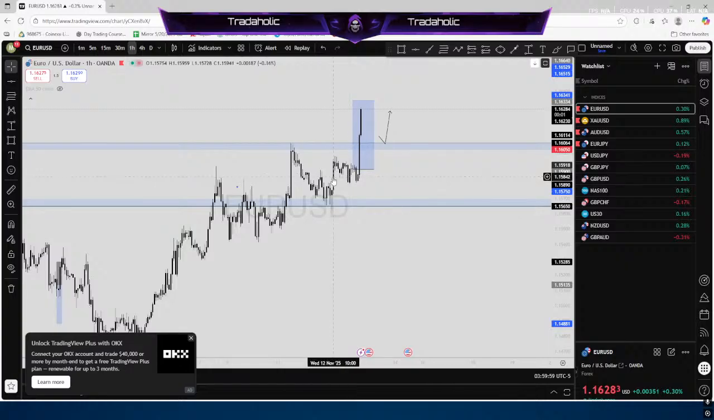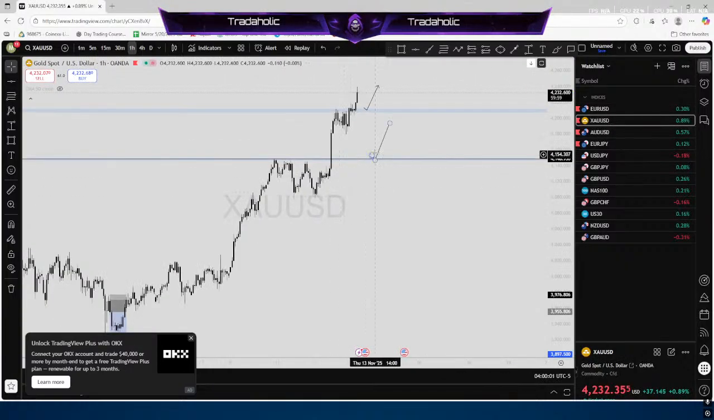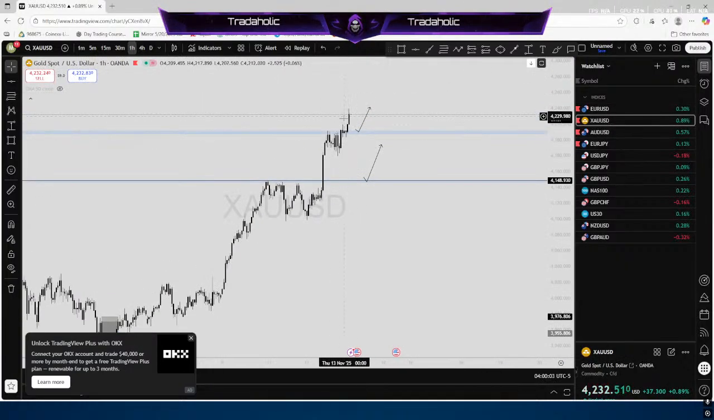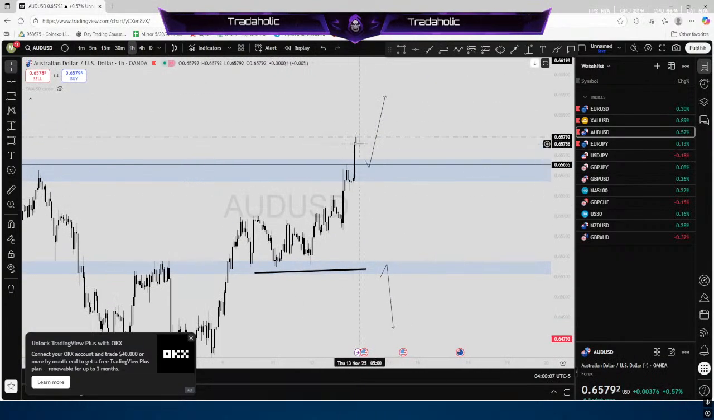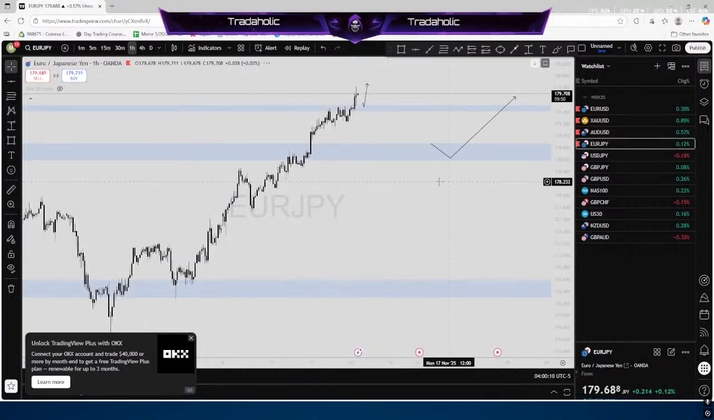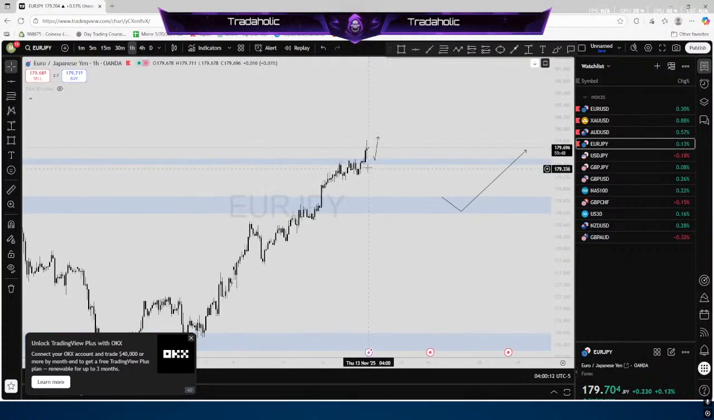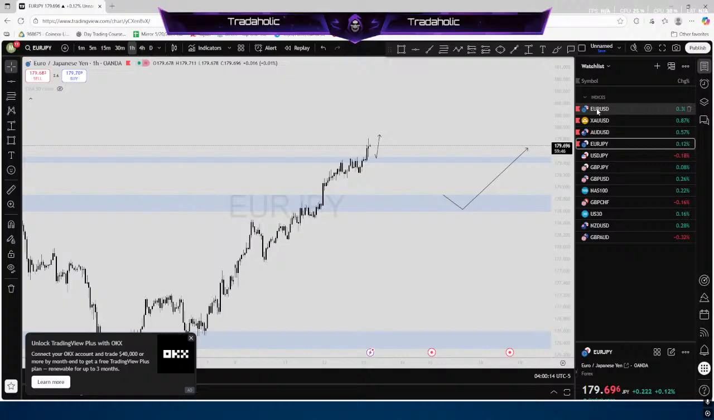I was looking at buys above this area. AU, I was looking at buys above this area. As you can see, we got the breakout, just didn't get the retest. And EJ got the break and the retest, and the trade started to run. But I just didn't take it because I was already in this.